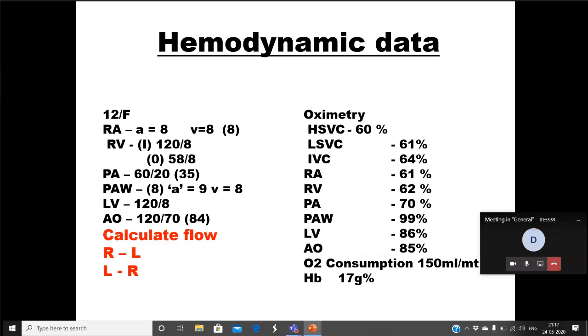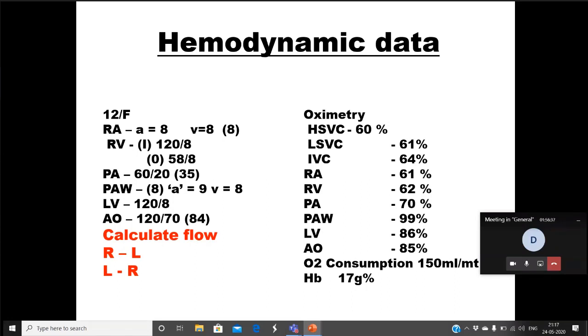Okay. Very good. LV pressure is 120 by 8, normal. There's no gradient between LA and LV. Aortic pressure is 120 by 70. There's no gradient between LV and aorta. So from the pressure data, what are the abnormalities? There is a gradient between the RV inflow and outflow, and moderate pulmonary artery hypertension. Very good. What else? The left side pressures are normal.